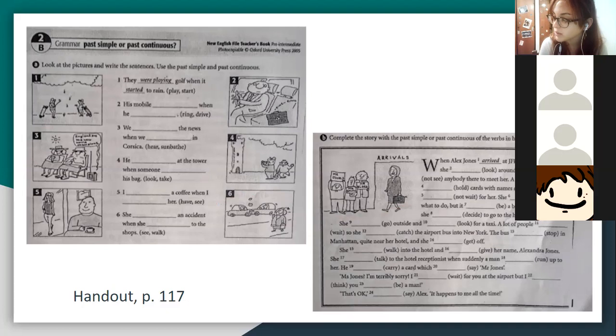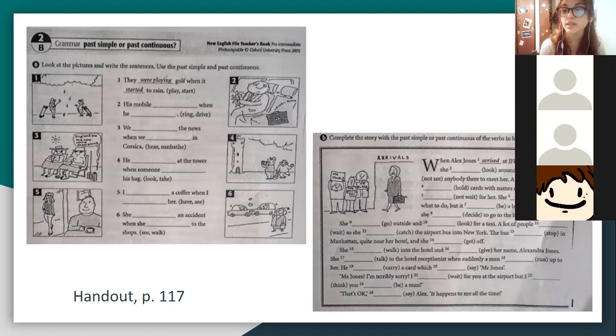And well, let's start again. Santi. Yes. She saw an accident when she was walking to the shops. Very good. She saw an accident when she was walking.